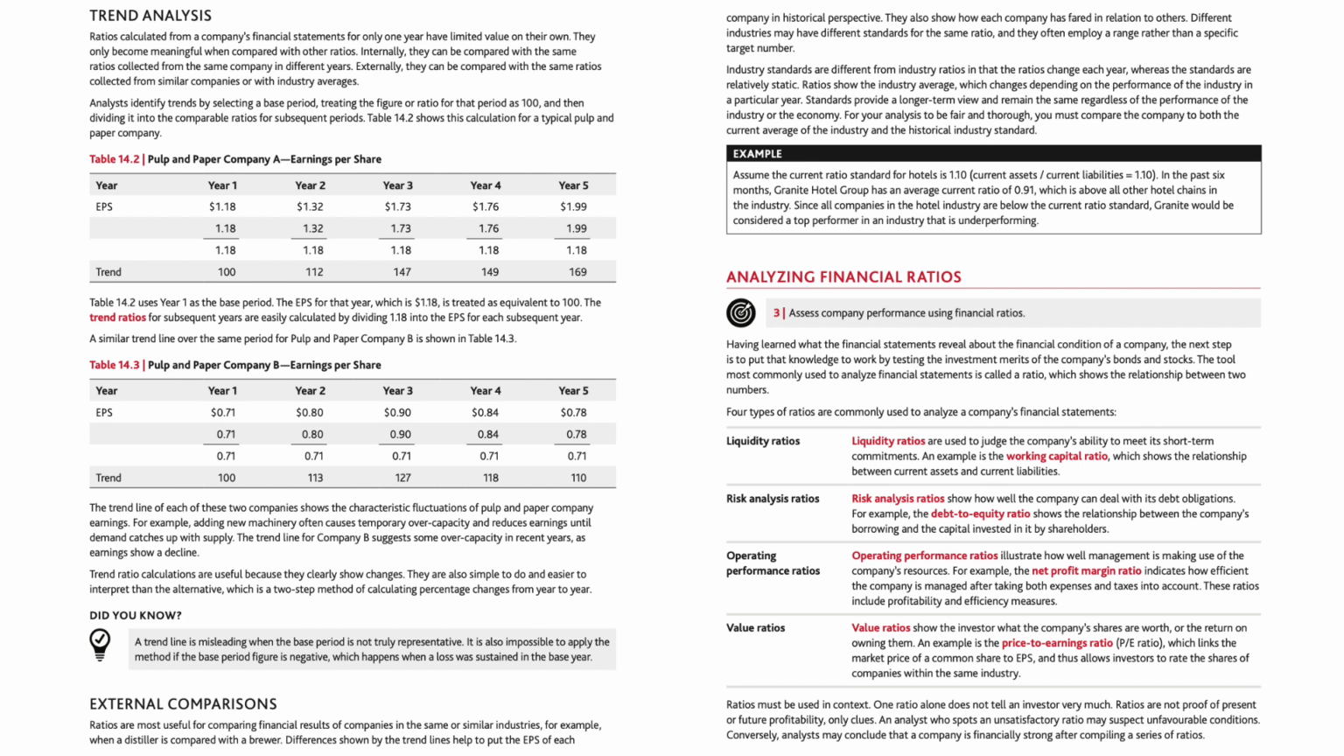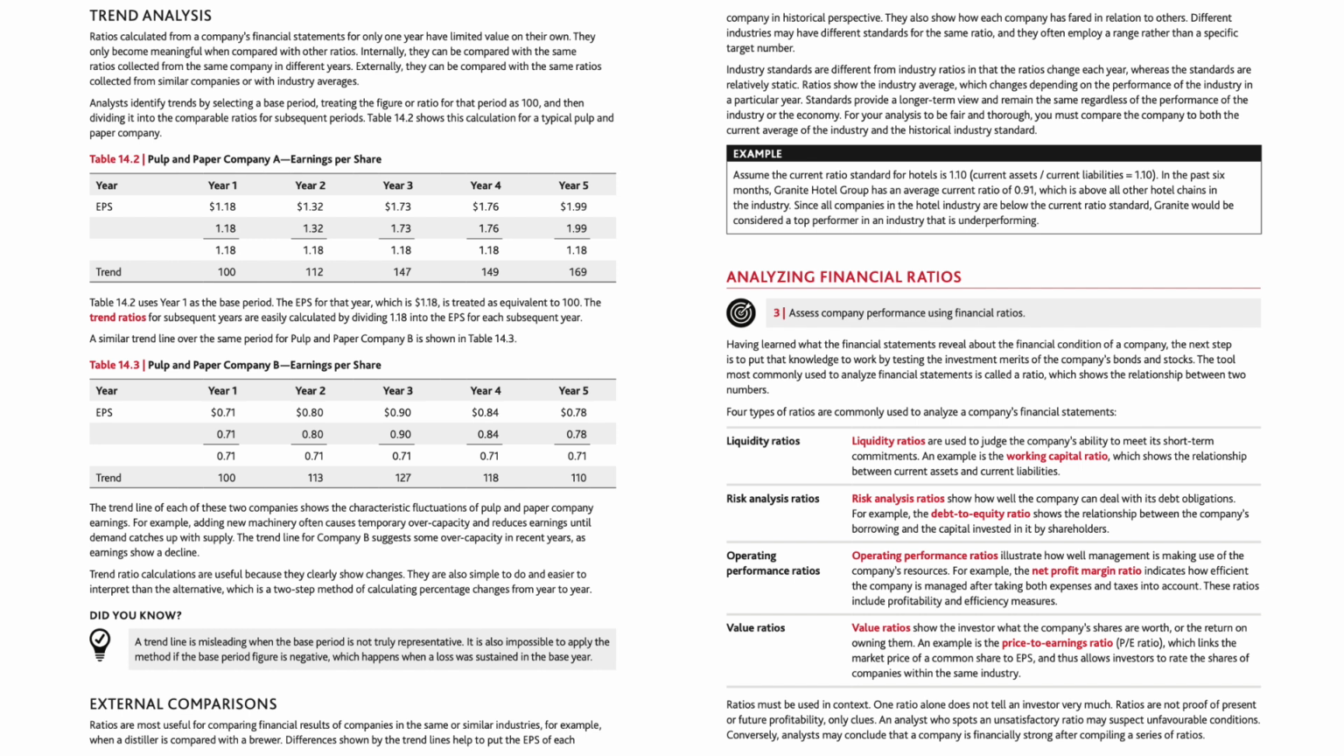Different industries may have different standards for the same ratio, and they often employ a range rather than a specific target number. Industry standards are different from industry ratios in that ratios change each year, whereas the standards are relatively static. Ratios show the industry average, which changes depending on the performance of the industry in a particular year. Standards provide a longer-term view and remain the same regardless of the performance of the industry or the economy. For your analysis to be fair and thorough, you must compare the company to both the current average of the industry and the historical industry standard.